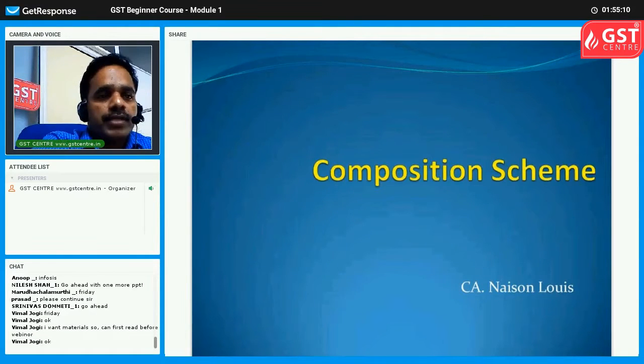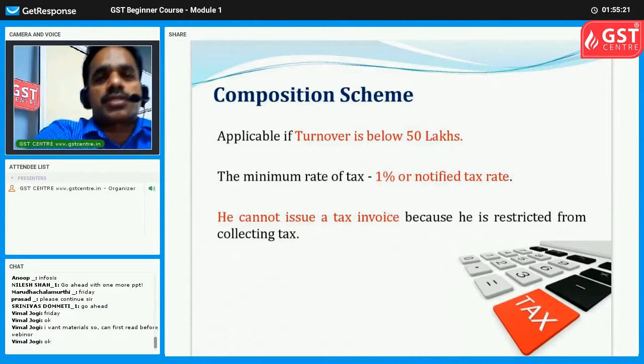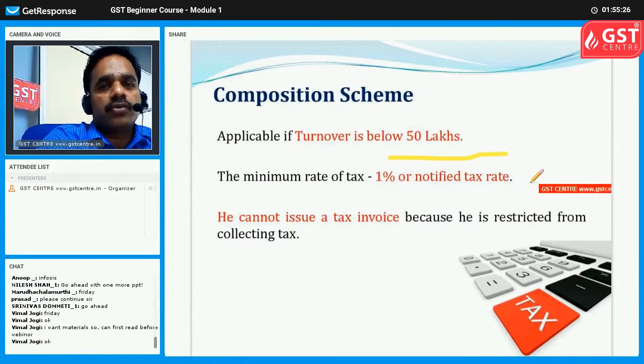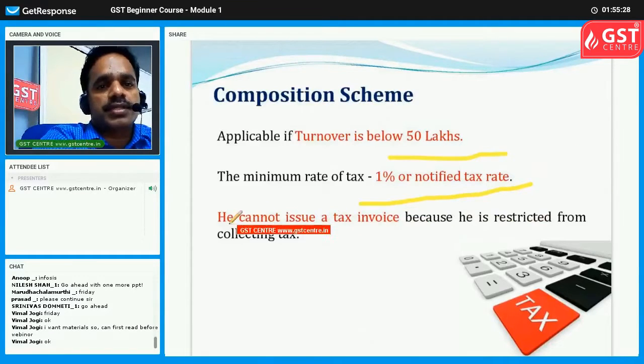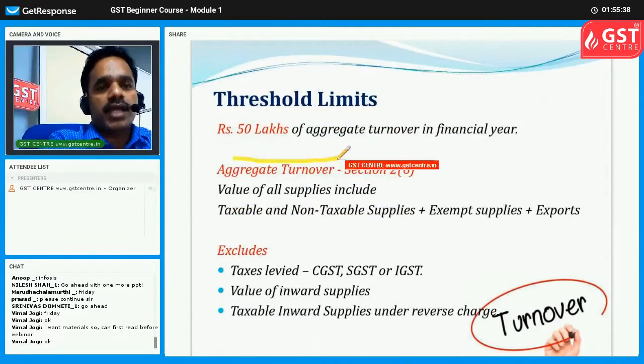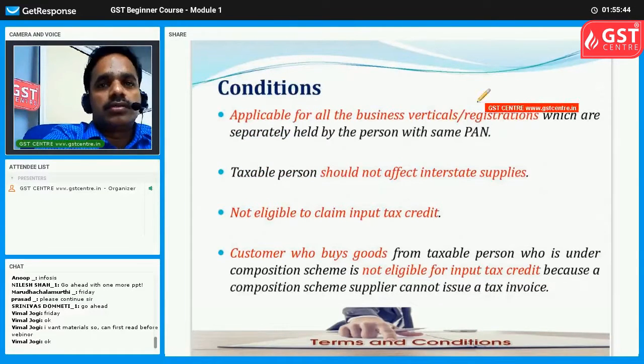Little tough. Okay, we will move to the second PPT, composition scheme. Under the composition scheme, we have already seen what it is. If the turnover is below 50 lakhs, we have to pay a specific tax rate, and the main point is that he issues a bill of supply rather than a tax invoice. The threshold limit is 50 lakhs. Already we have seen all such points.